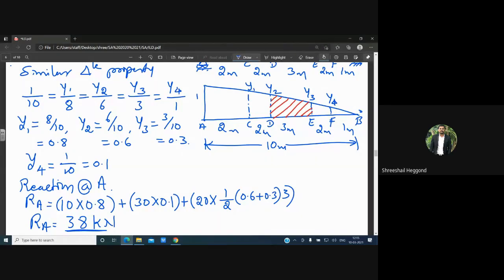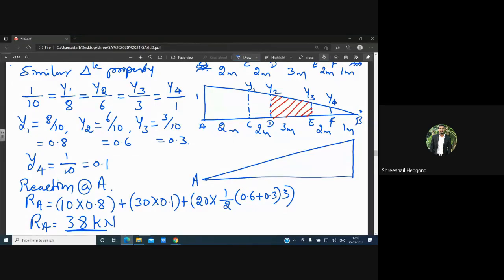This is for the calculation of the reaction at A point. Similarly, you can calculate the reaction at B point. Draw the ILD for the reaction at B point, which can be drawn as the reverse of A. The diagram is quite clear for you. After we have got the ILD diagram for reactions.